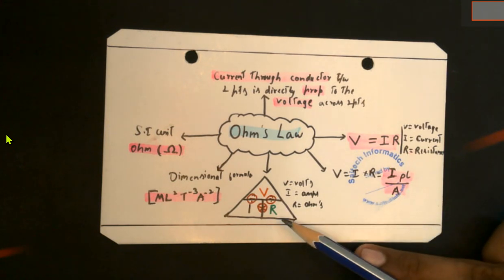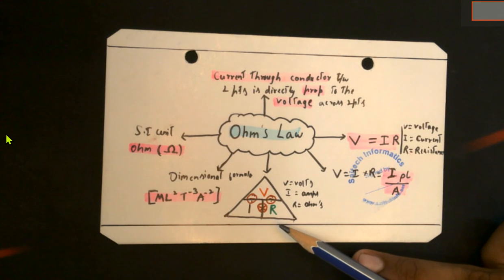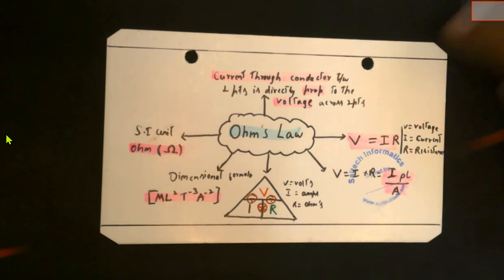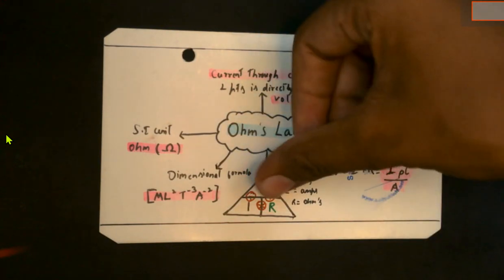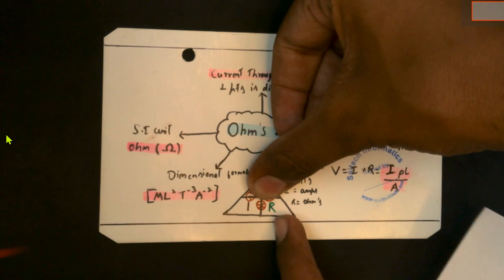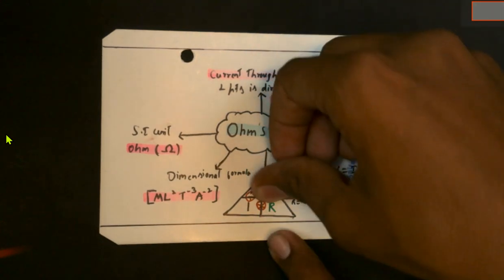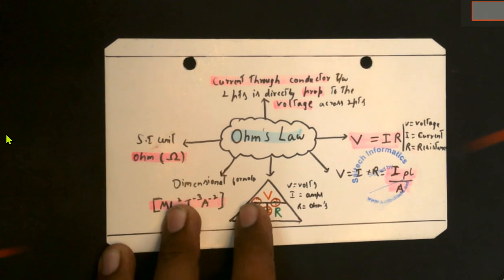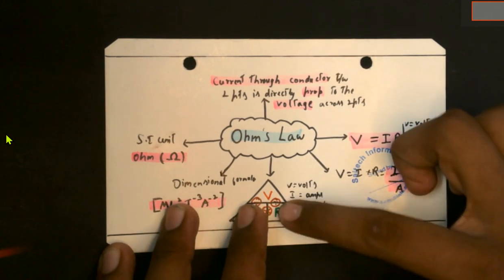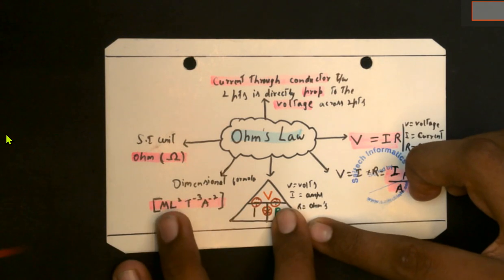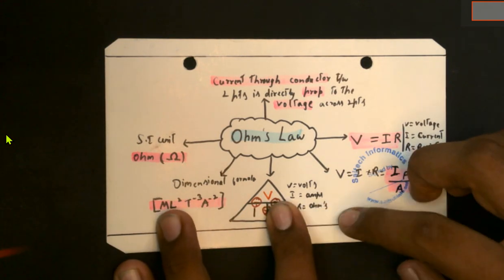Here we are using the Ohm's law triangle to rearrange the formula V is equal to IR. Suppose I have to find V. What you have to do is close the V, and the remaining 2, which is I into R, is the general formula. Let's say that I need current. We close the I, which means V by R. In the same way, for R, it is V by I.